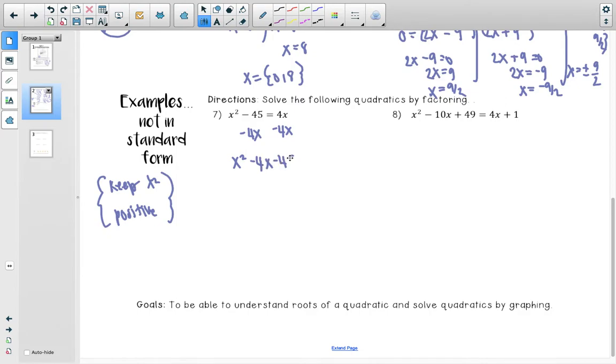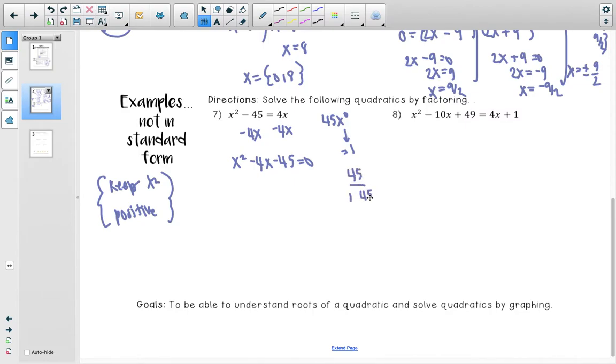The other part of that is having it from the highest power to the lowest power. And if you remember, 45 is like having 45x to the 0 power, because x to the 0 power equals 1. If you notice, it's going to look a lot like above. From there, we can go ahead and factor.